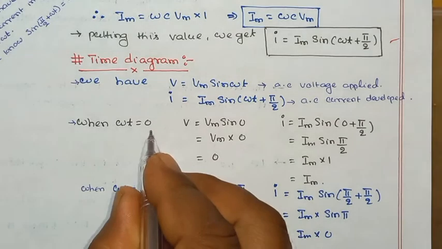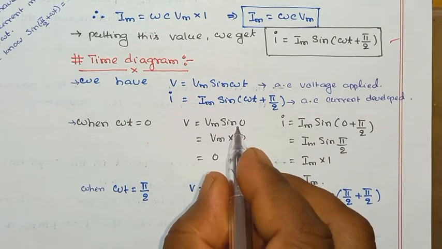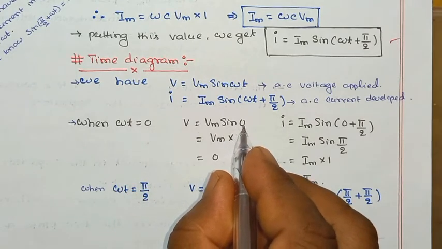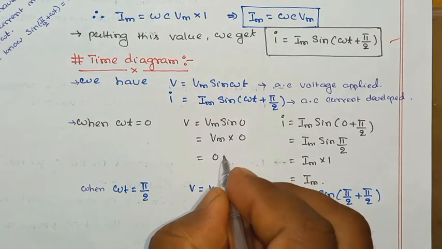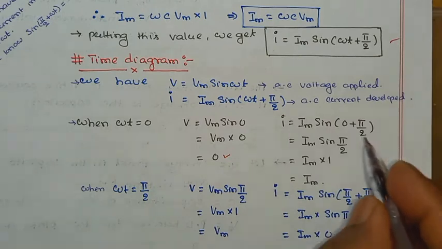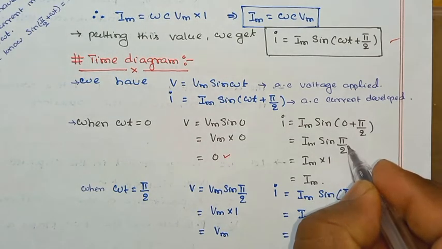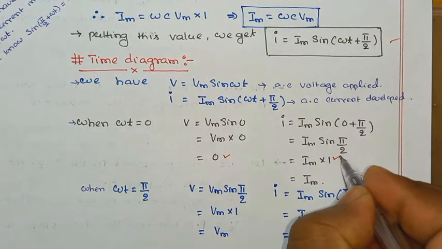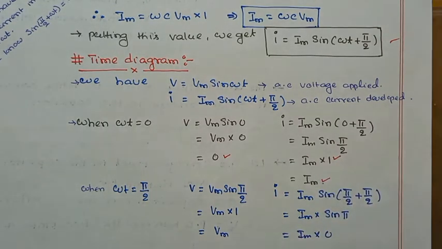So when omega t is equal to 0, V is equal to Vm sin omega t. In place of omega t, we will put 0. Sin of 0 is 0. So Vm into 0 is 0. Now I is equal to Im sin omega t plus pi by 2. Omega t is 0. So 0 plus pi by 2 is pi by 2. Sin pi by 2 is 1. So Im into 1 is equal to Im.